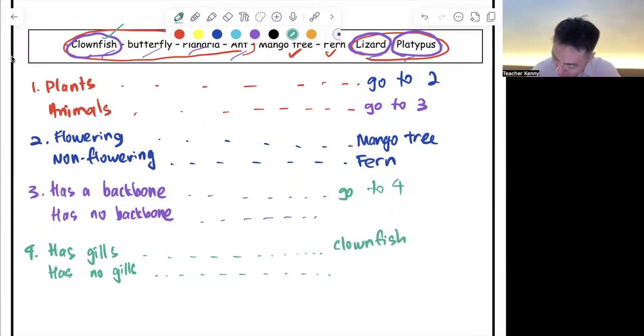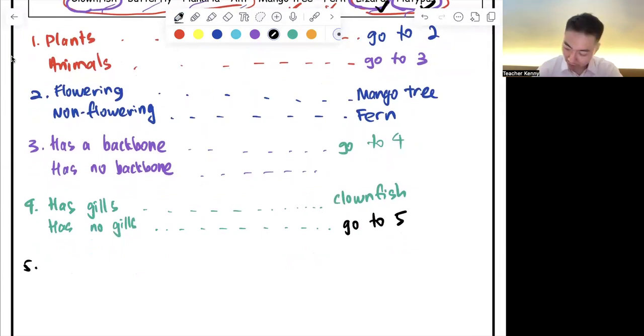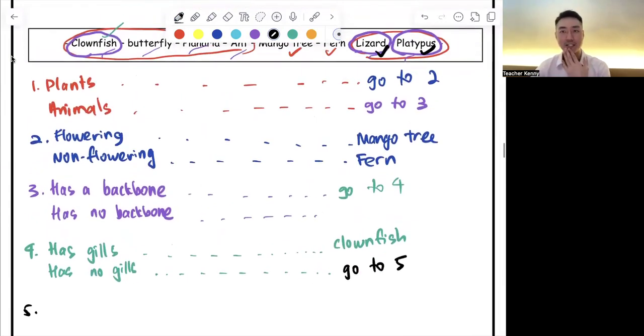I need to pull out these two, which are lizard and platypus left. So when I have lizard and platypus left, I have to go to number 5. So number 5 over here, lizard, platypus. Reptile, mammal. What can you tell me? Anyone? You know what a platypus is? Don't know? Google now.